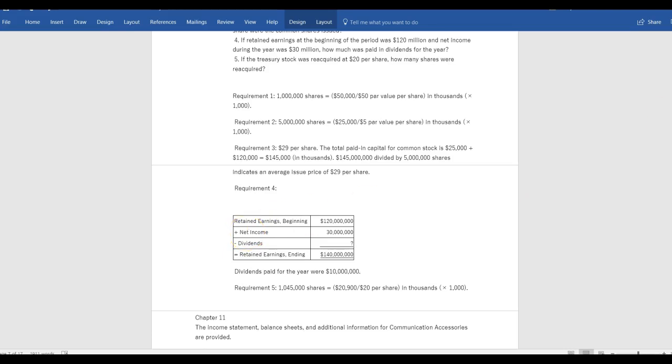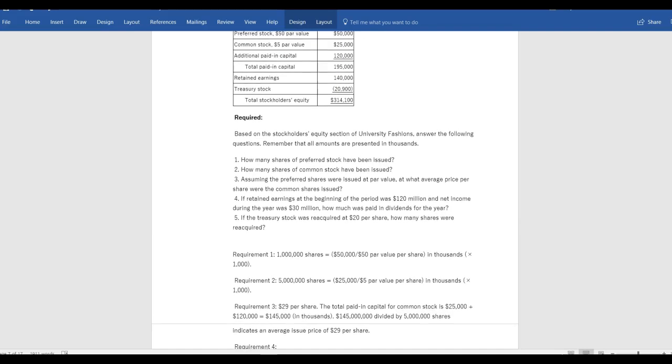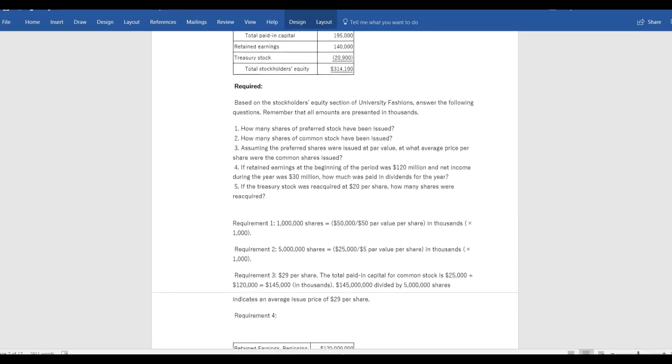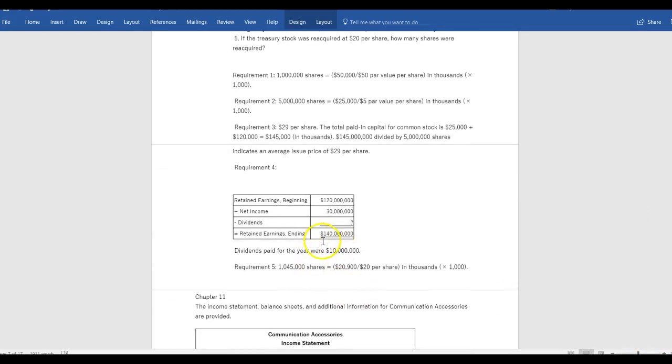Now it told us here that our retained earnings is $140,000. So we know at the end of the year our retained earnings is $140,000. So we can compute what the dividends would be during the year, because our 120 plus our 30 equals 150, minus what would give us 140? Well, that would have to be $10,000 paid out in dividends.